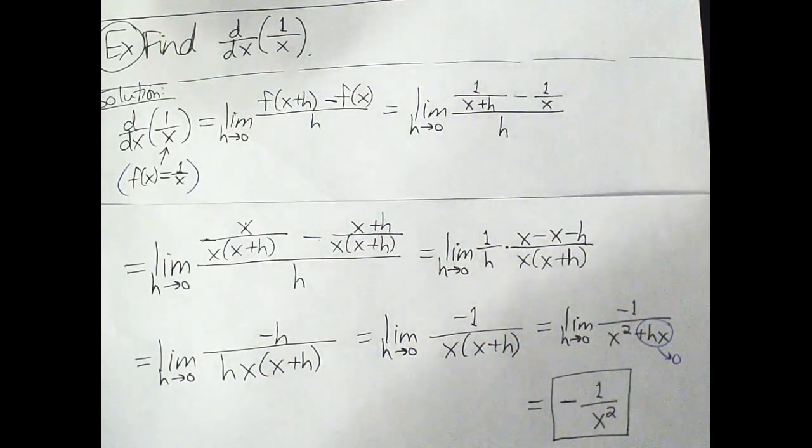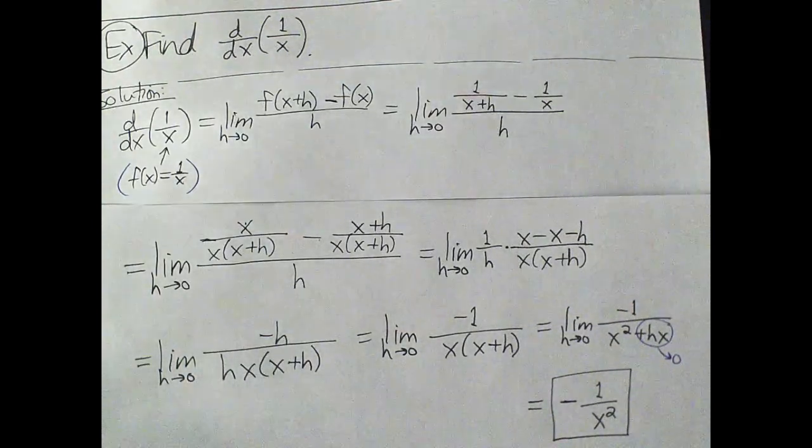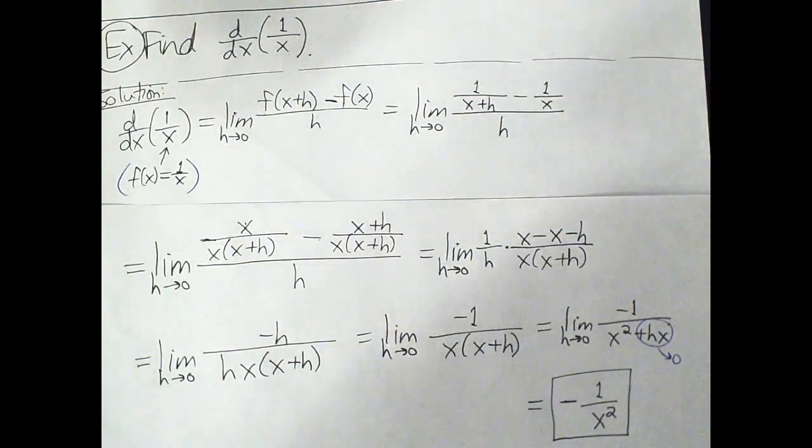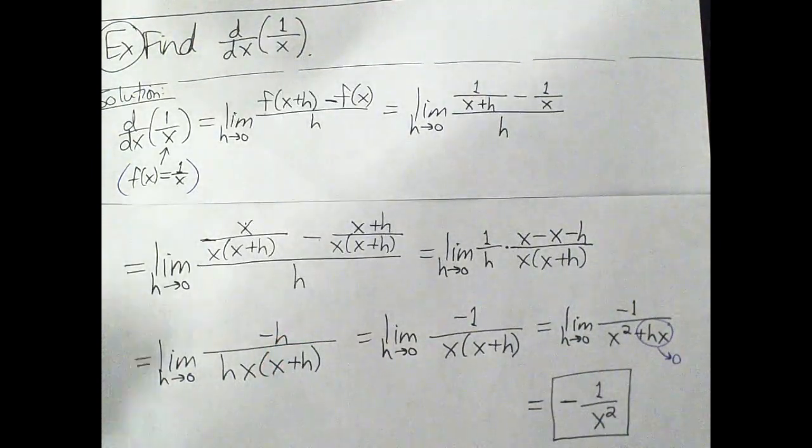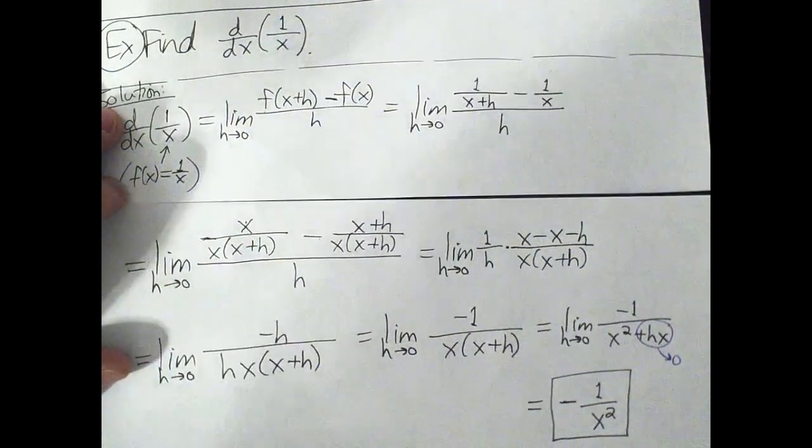So this is good. We're starting to be able to find derivatives of lots of different types of functions, not just polynomials. We've done some polynomial ones like x squared, x cubed, x, stuff like that. But now we can do 1 over x. Earlier we did the square root of x.